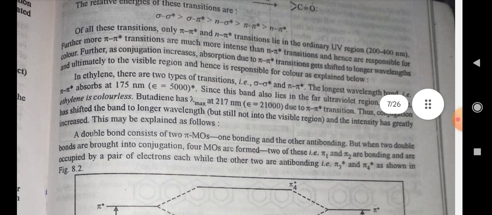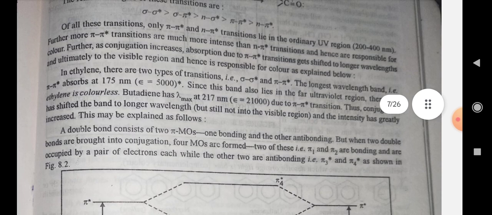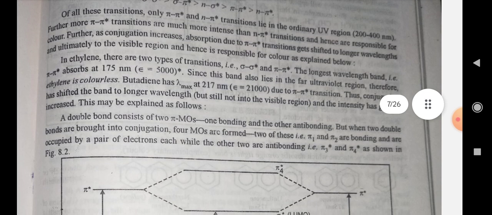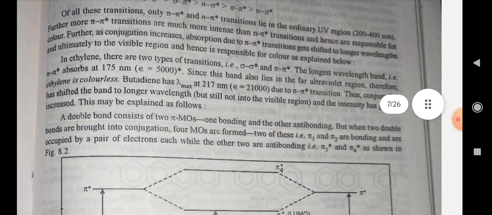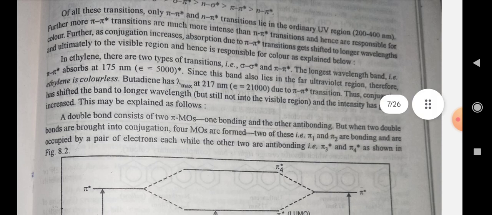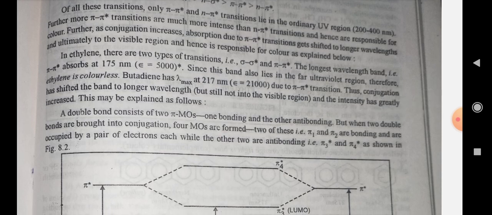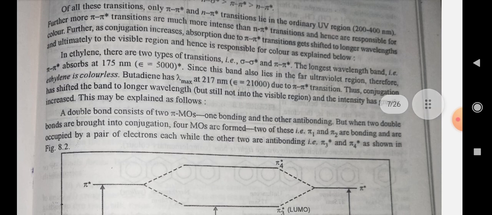Of all these transitions, only pi to pi star and n to pi star transitions lie in the ordinary UV region. Furthermore, pi to pi star transitions are much higher in intensity than n to pi star transitions, and hence are responsible for the color. Further, as conjugation increases, absorption due to the pi to pi star transition gets shifted to longer wavelengths and ultimately to the visible region, and hence is responsible for color, as explained below.